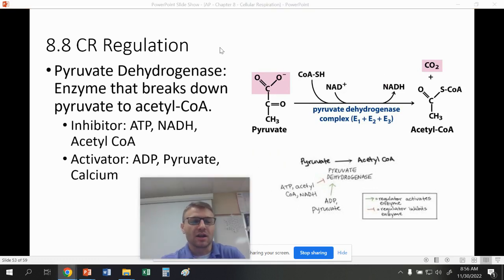Specifically, I like to look at this molecule here. You can see pyruvate dehydrogenase. This is the enzyme that changes pyruvate into acetyl-CoA. The inhibitors, ATP, NADH, and acetyl-CoA, are all products of this reaction. Because if we have a lot of this product, why do you need this enzyme to keep on working? The activators, things that would activate this enzyme, are ADP, pyruvate, and calcium. And if you think about calcium, there's a lot of calcium used when you use your muscles. So this calcium is going to activate this enzyme to react and say, hey, make me more ATP. This is all about efficiency, inhibiting or activating this molecule when you need it.